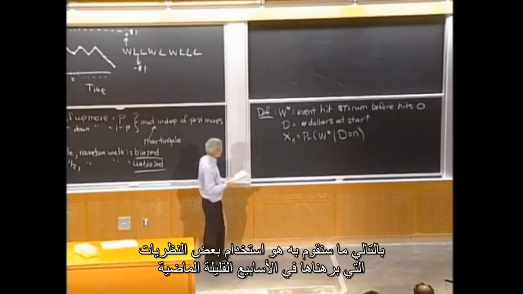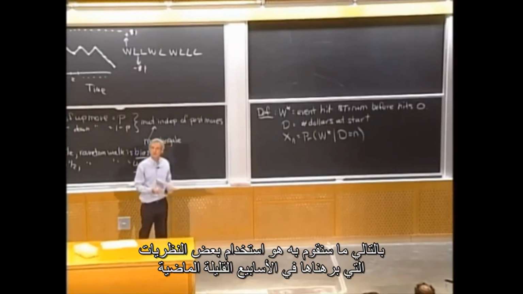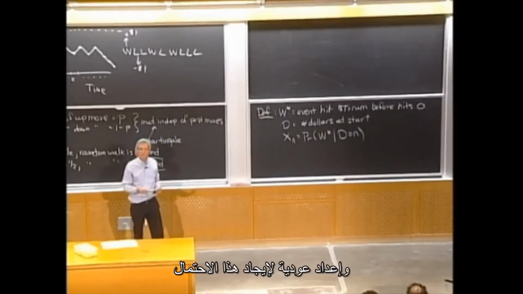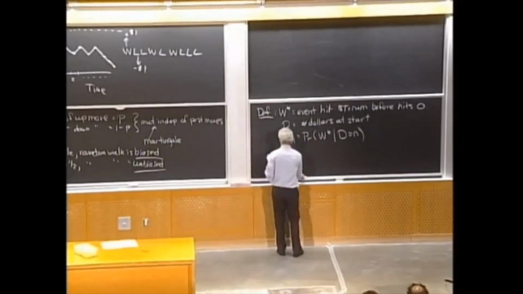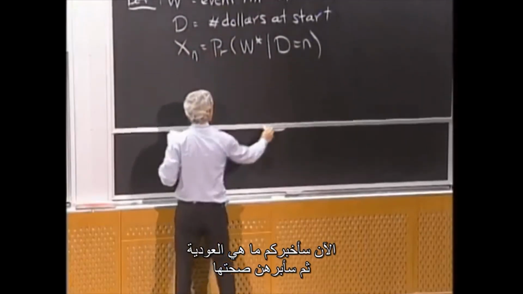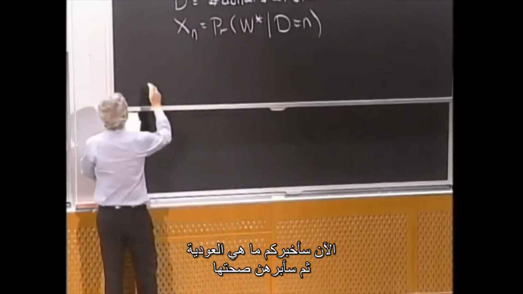So what we're going to do is use some of the theorems we proved over the last few weeks and set up a recurrence to find this probability. Now, I'm going to tell you what the recurrence is and then prove that that's right.